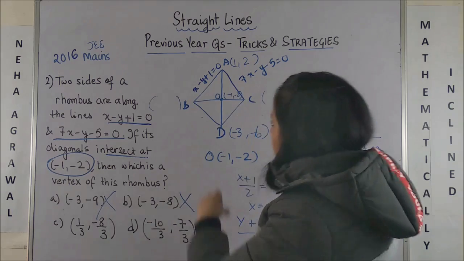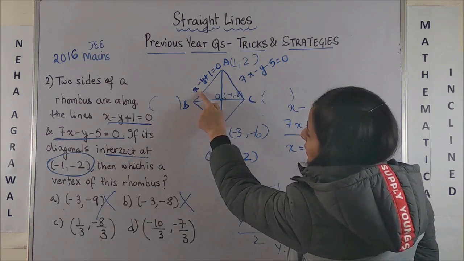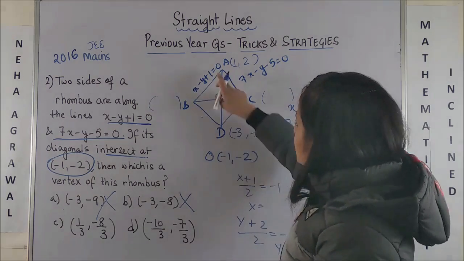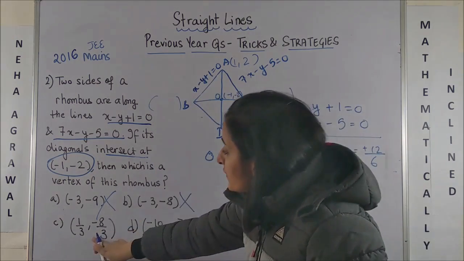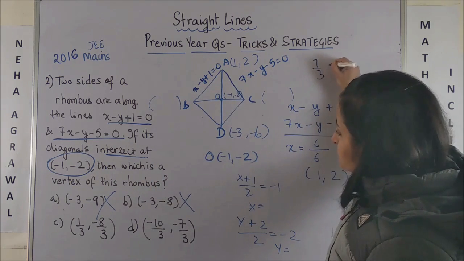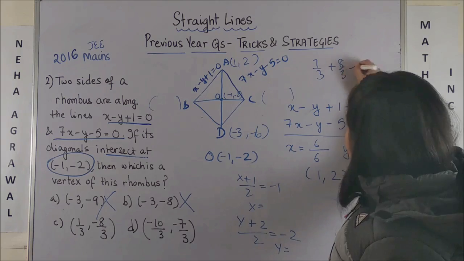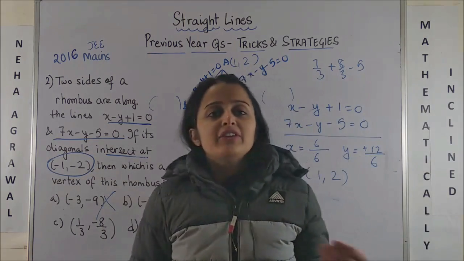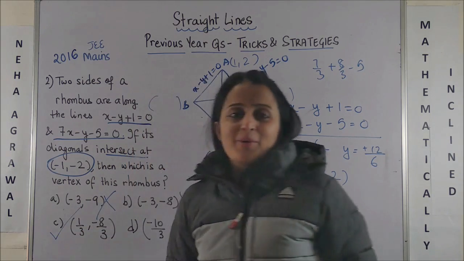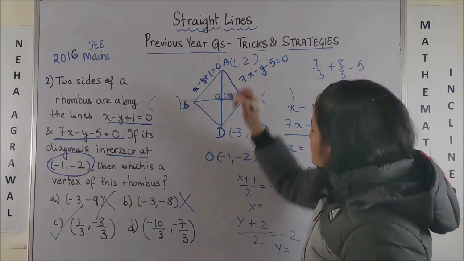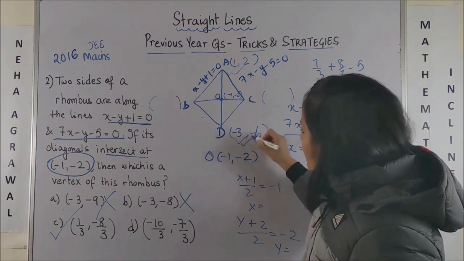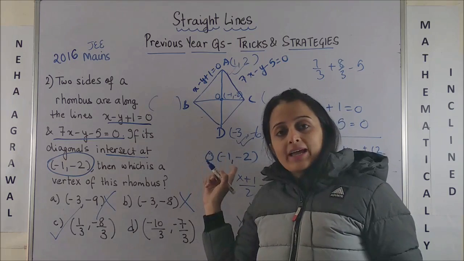Coming to this one, if I try to satisfy, 1 by 3 plus 8 by 3 makes it 9 by 3, which is 3, plus 1 is 4, can't be 0. If I try to satisfy this one, that makes it 7 by 3 plus 8 by 3 minus 5. Now as you can see, 15 by 3 is 5, and 5 minus 5 is 0. So bingo. At times they can ask a question which ends here, or they can ask a question where you use the midpoint formula and it ends here.